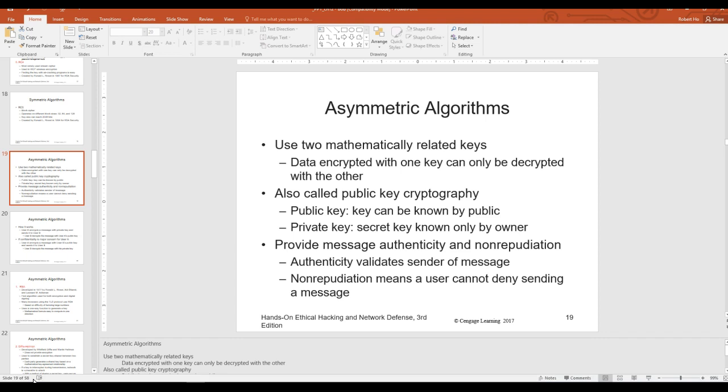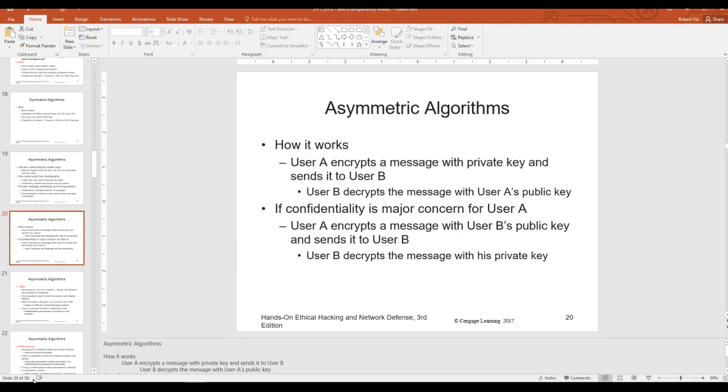Asymmetric algorithms provide message authenticity and non-repudiation. For confidentiality, user A encrypts a message using user B's public key and then sends it to user B. Then user B will decrypt the message with his private key. So this is much better than the above.